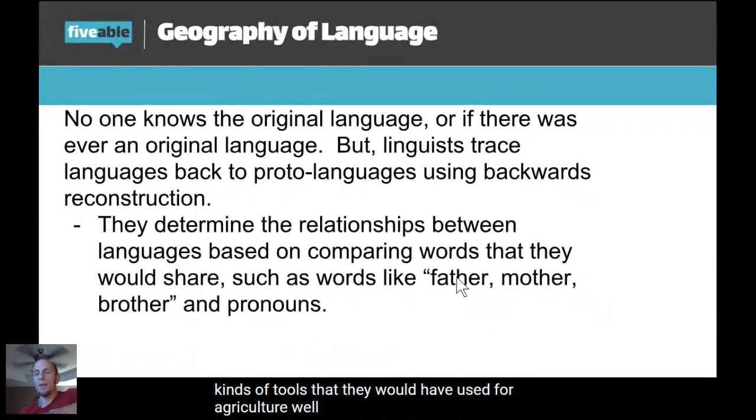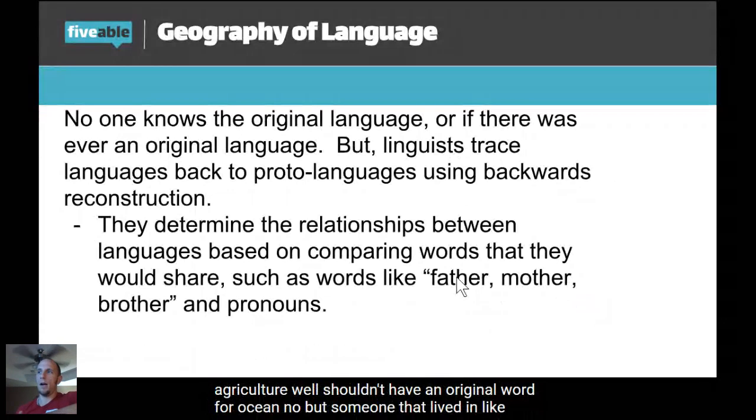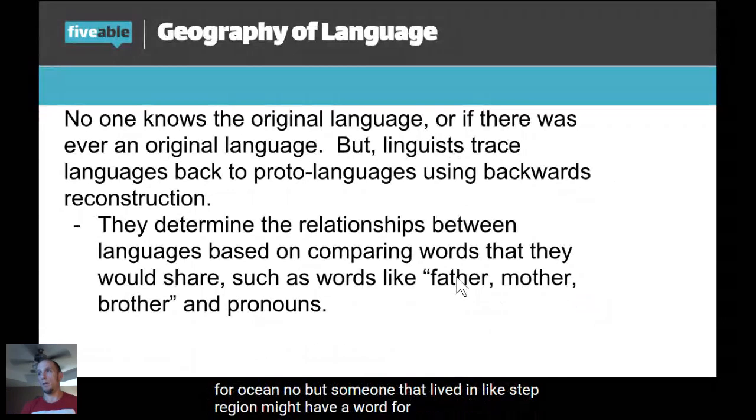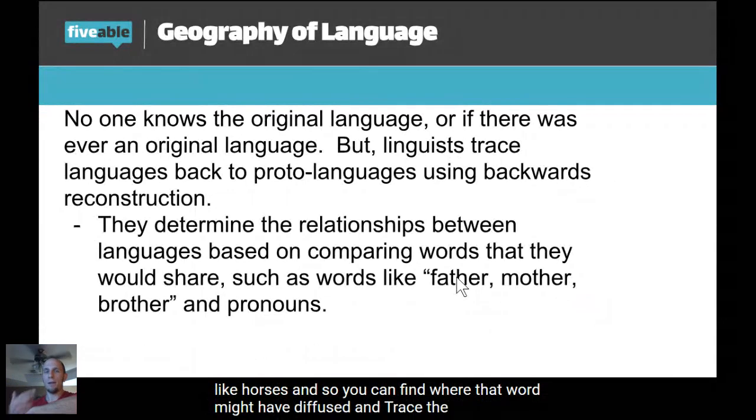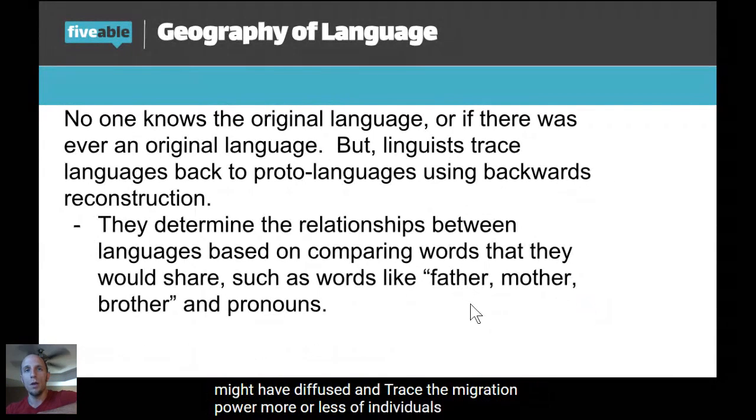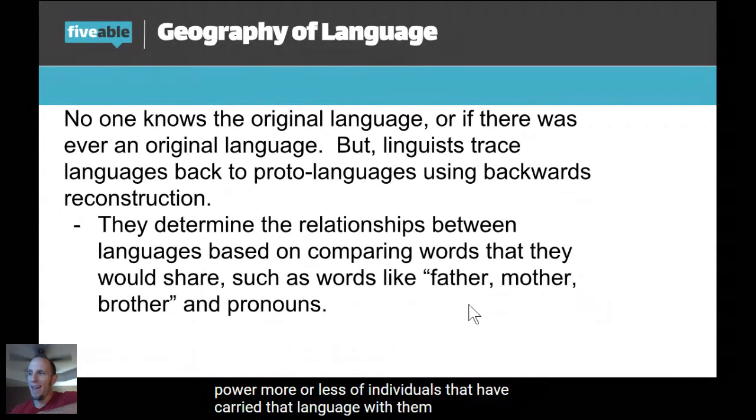Well, would someone that didn't live near the ocean have an original word for ocean? No. But someone that lived in a steppe region might have a word for certain animals like horses. And so you can find where that word might have diffused and trace the migration pattern, more or less, of individuals that have carried that language with them. And the language has diverged, that is, has changed over time with migration.